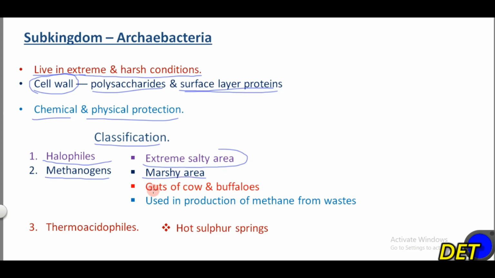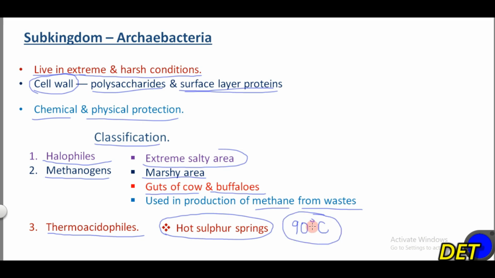marshy areas, right? They can also be found in the guts of cows and buffaloes, and they are used in production of methane from waste, and that is why they are called methanogens, right? Then we have thermoacidophiles. They are able to survive in hot sulfur springs. Some are able to survive a temperature of 90 degrees Celsius, right? And it is impossible for most living things to survive under this condition.